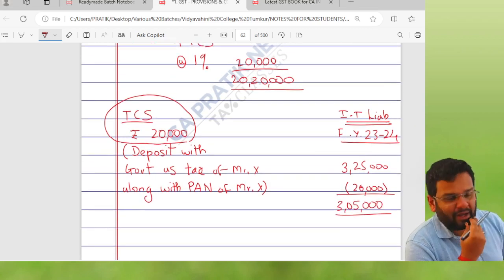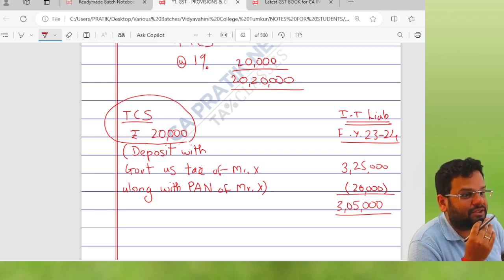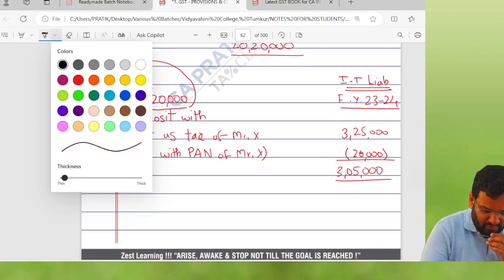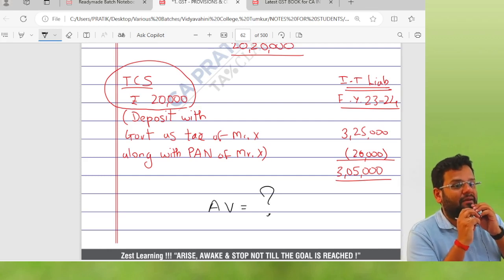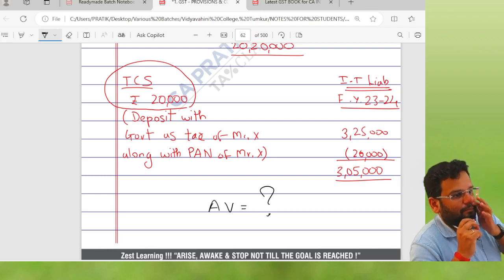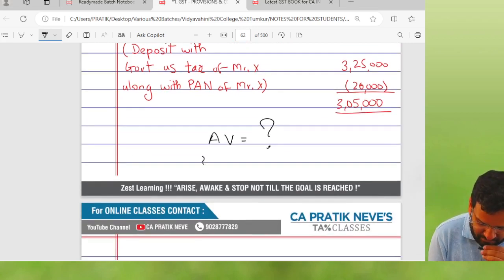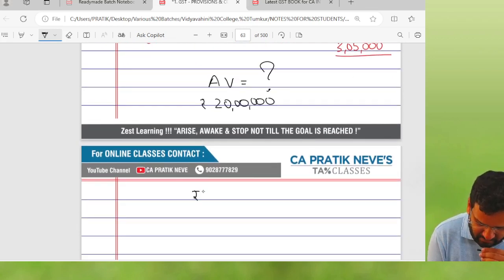Now point is why we are discussing this in GST. What is the need to discuss this in GST? Because in GST I want to ask you a very critical question. What is the assessable value of car sold by Kia Motors? What is the assessable value of the car? Is it 20 lakhs or is it 20 lakh 20,000? That is my question.